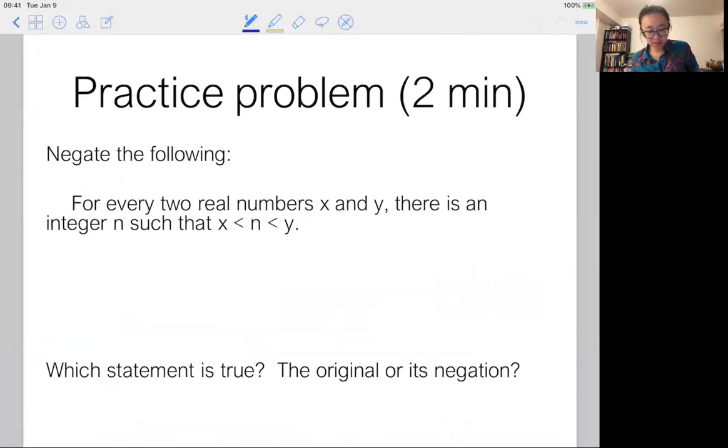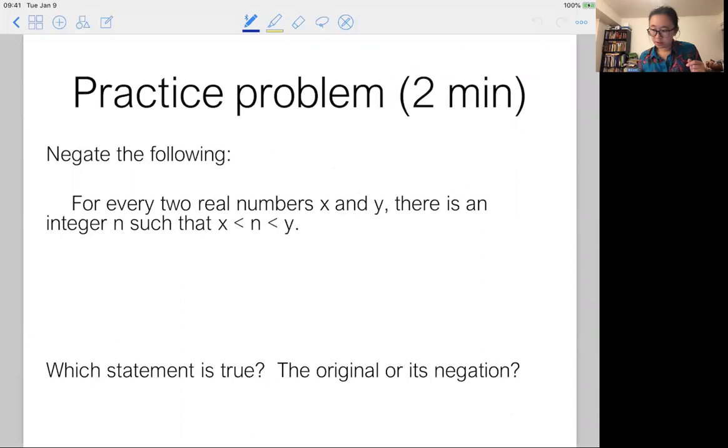Now we have another practice problem, 2 minutes. In order to do that, you first have to translate the sentence into a logic expression, and then you can take the negation of it. So let's say, what is this? For every two real numbers x and y, there is an integer that is nested between them.